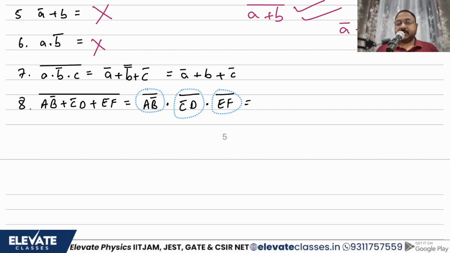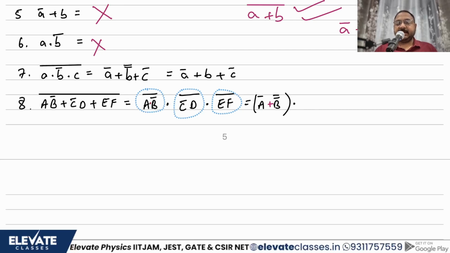See, if I apply De Morgan's here, there are two things. First of all, this bar will be broken over A and B. So this will become A bar and B bar bar. And what happens to the sign? See, there's a dot in between. So this will become plus. Correct? Then this dot as it is. We have a dot later. So that dot, no change here.